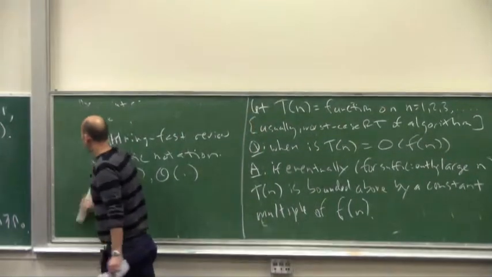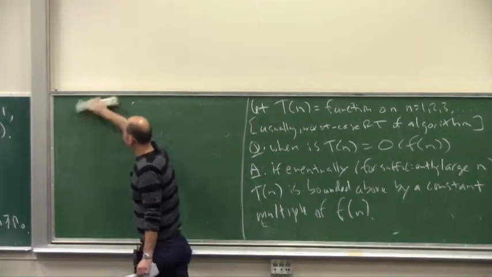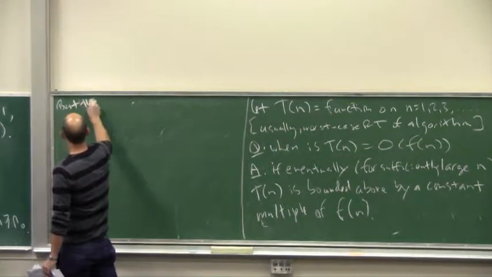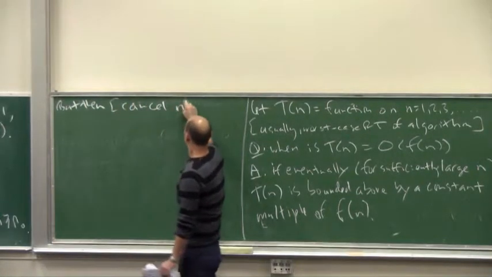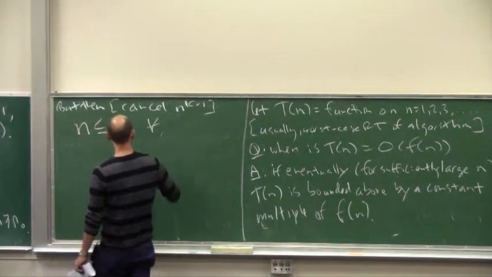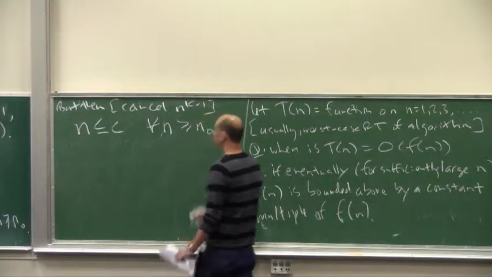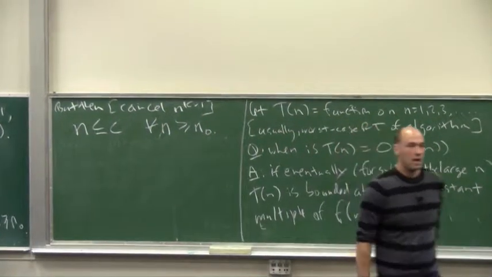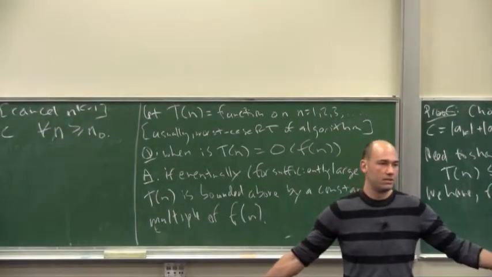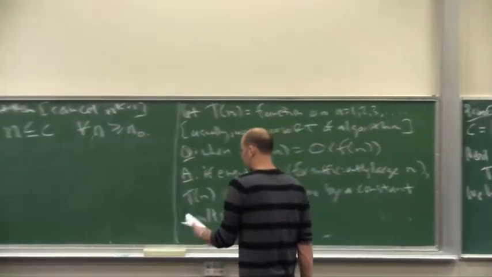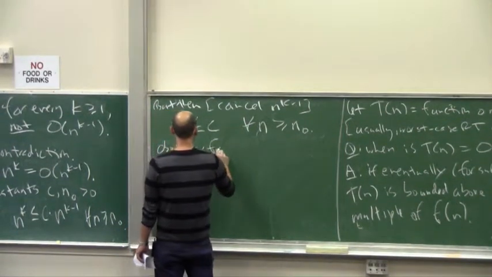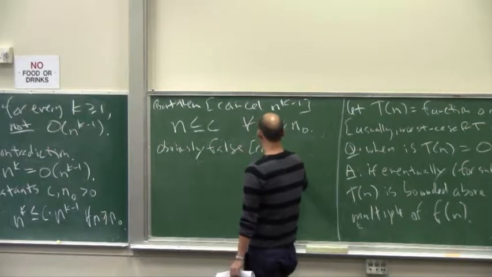Now we have to derive something obviously false. That's not hard to do. Let's just cancel the n to the k minus 1 from both sides. We get that n is at most c for all n at least n naught. c is some number like 1,000,000. And clearly it is not the case that every natural number is at most 1,000,000, or at most this constant c. So this is obviously false, and that completes the contradiction.